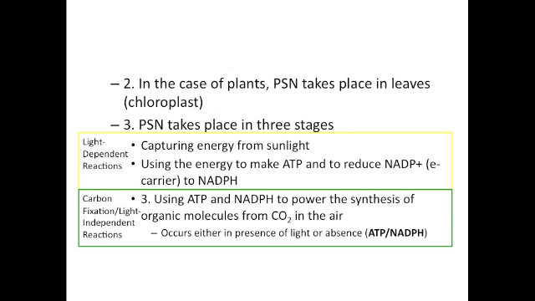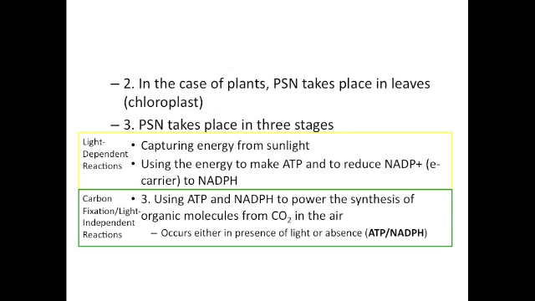In most cases, photosynthesis takes place in the leaves, in the chloroplast, and so we can break photosynthesis, which is kind of a lengthy process, down into 3 stages. 1, it captures energy from sunlight. 2, it uses energy to make ATP and then to reduce NAD+, which is an energy carrier that we will learn more about, into NADPH. And then 3, using ATP and NADPH to power the synthesis of organic molecules from CO2 in the air.